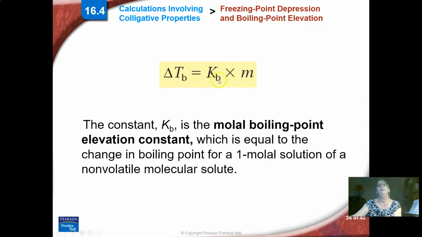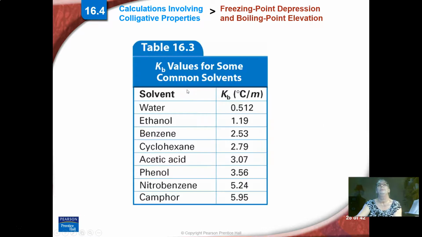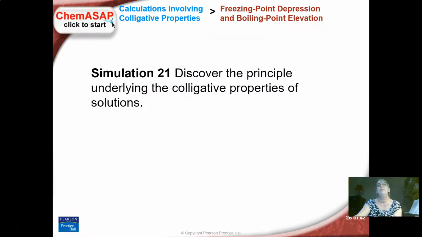So same for boiling point. There's a constant from a chart. The molality of your solution will give you the change in the boiling point from normal. So we'd have to give you the Kb for that. So the math's not too bad.